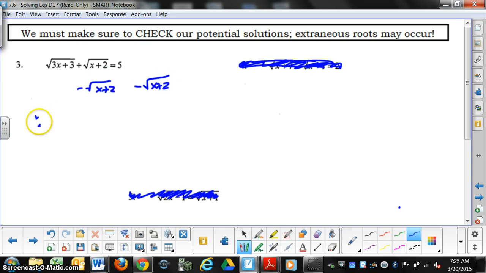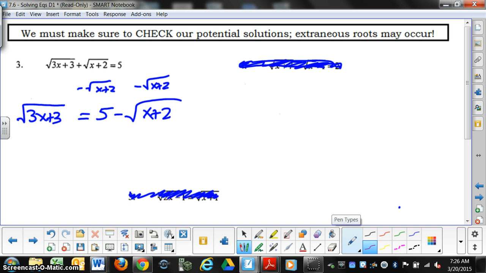And that leaves me with... Boom. Alright, so what does that leave me with? That leaves me with the square root of 3x plus 3 on this side equals 5 minus the square root of x plus 2 on that side. Alright, I like this purple color from before, I'll use it again.